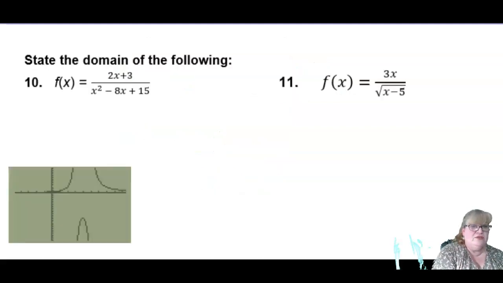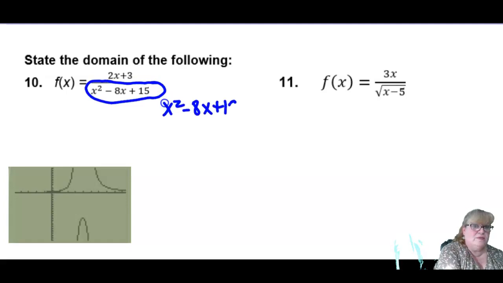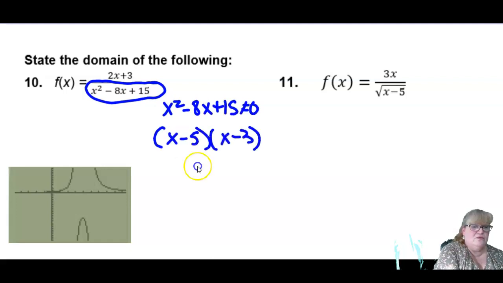All right, domain restriction. I'm going to talk about the graph in a second, but this is a fraction. So whatever is down here cannot equal 0. So if we factor, we get x equals 5 or 3. And those are the things that are restricted. So it's all real numbers except x cannot equal 5 or 3.